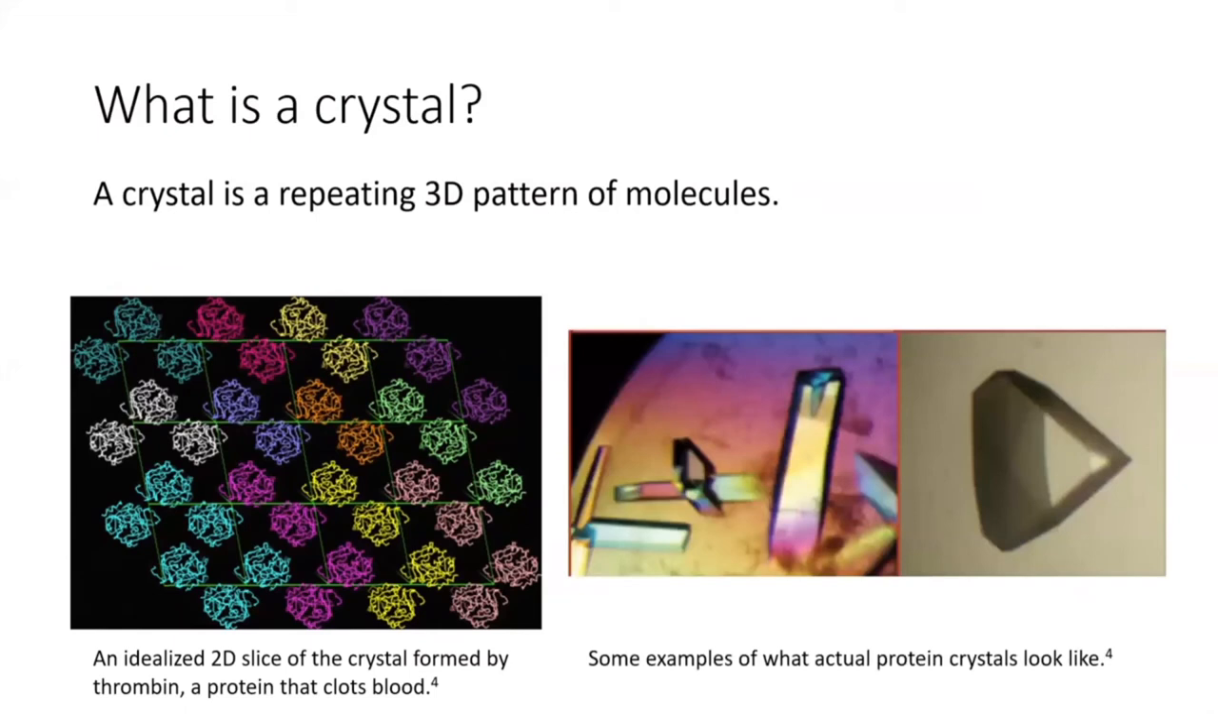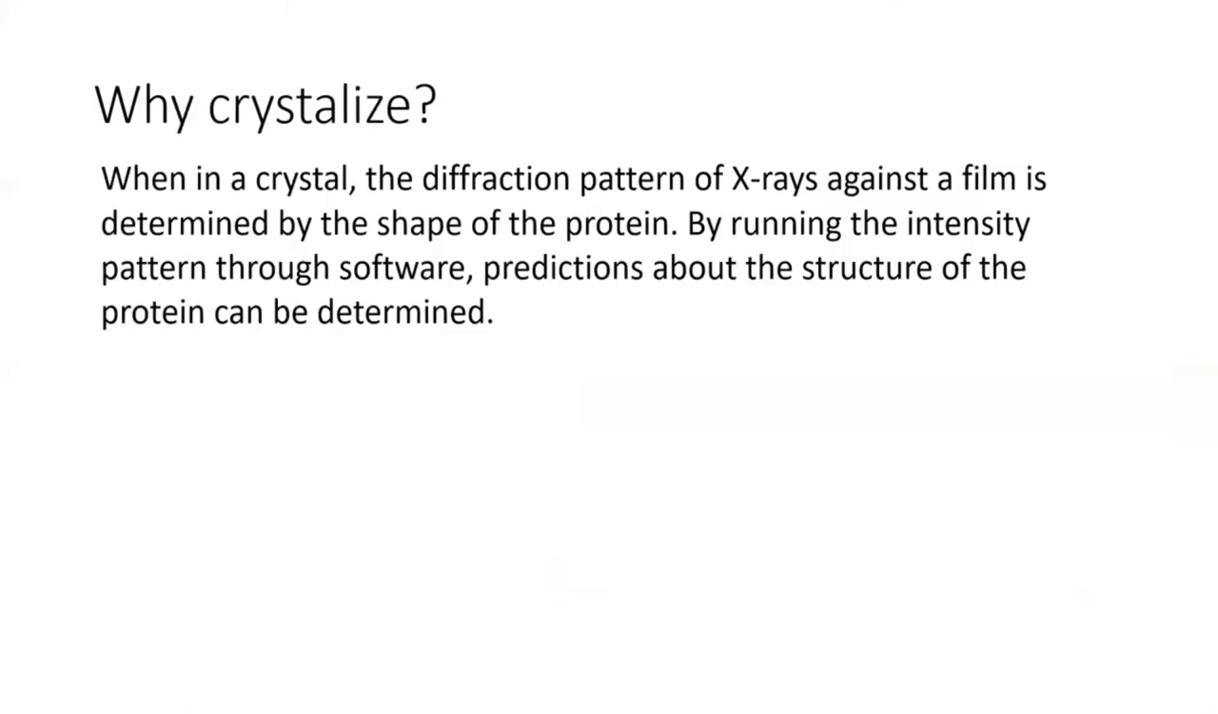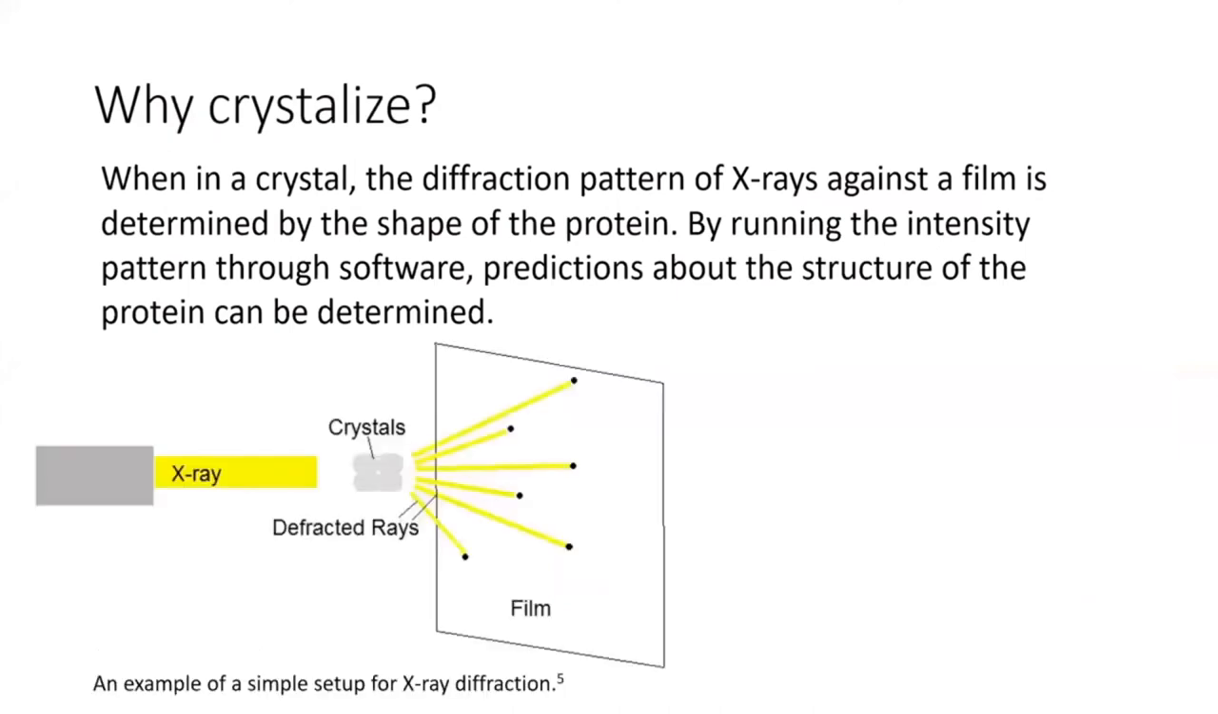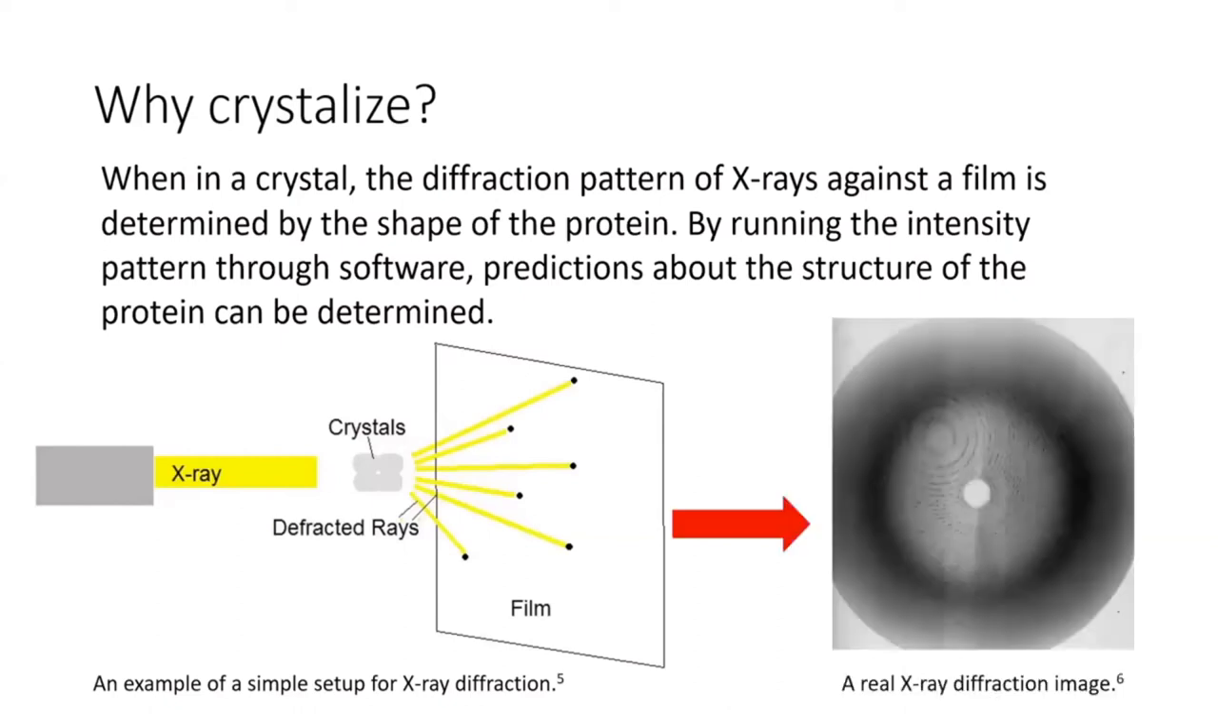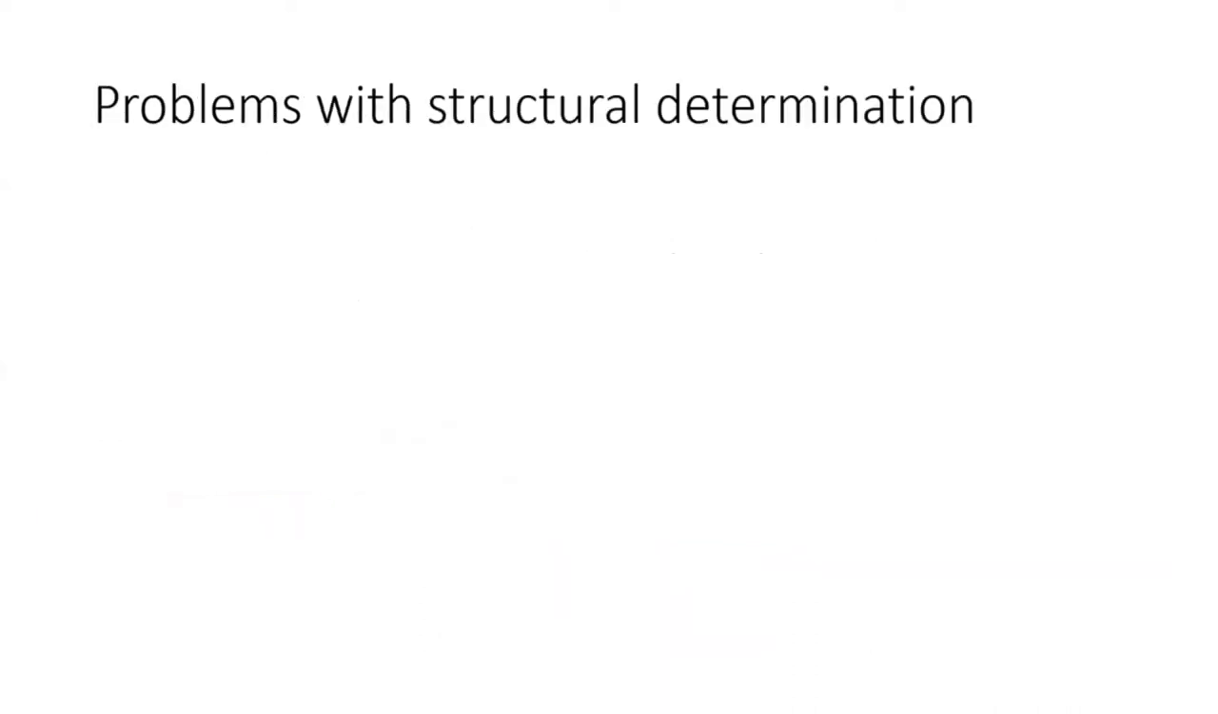The reason we want these types of structures is that we found out that if we shoot X-rays at these crystals, they will scatter in certain ways depending on the shape of the protein that makes up the crystal. When you scatter them at various angles, you end up getting an image like this. We can run this image through software that can make predictions about the structure of the protein. Unfortunately, it's not always that easy.